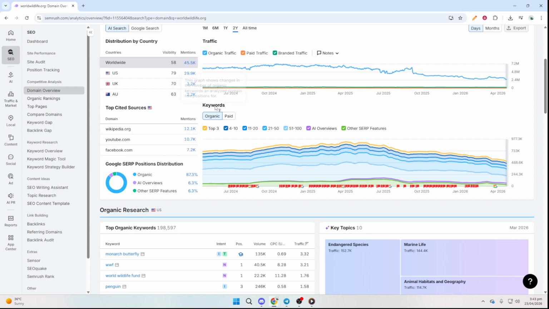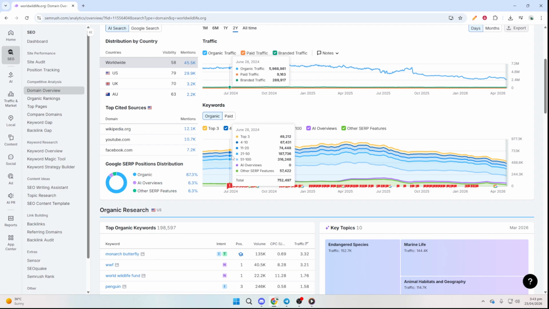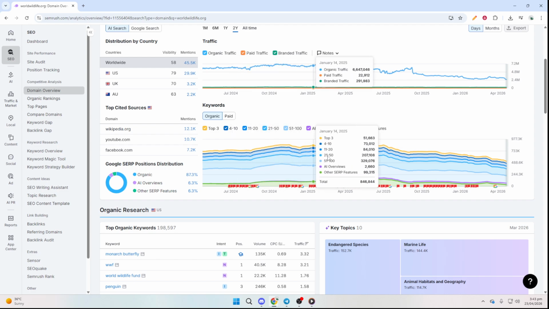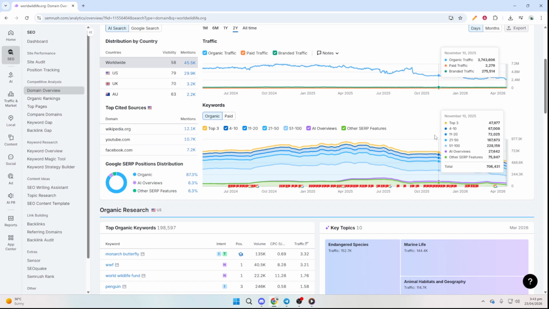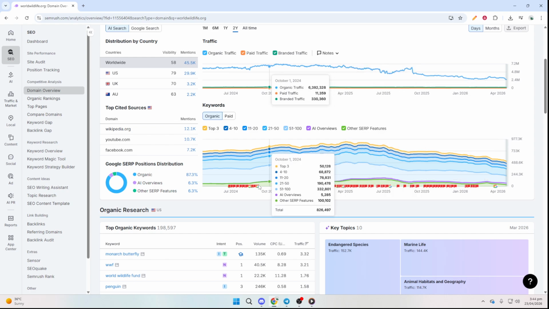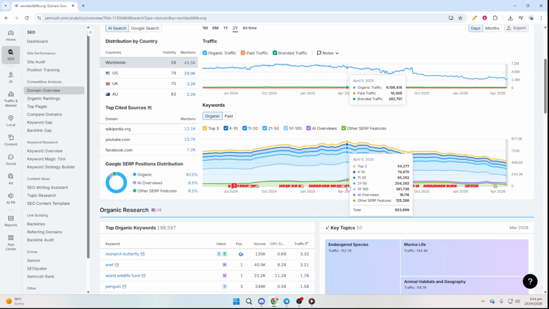Move to the keywords section to see which search terms bring them traffic. Pay attention to high-volume, non-branded keywords and the positions they hold. Note intent: informational, commercial, or transactional. These insights guide your content themes, internal linking, and on-page optimization priorities.